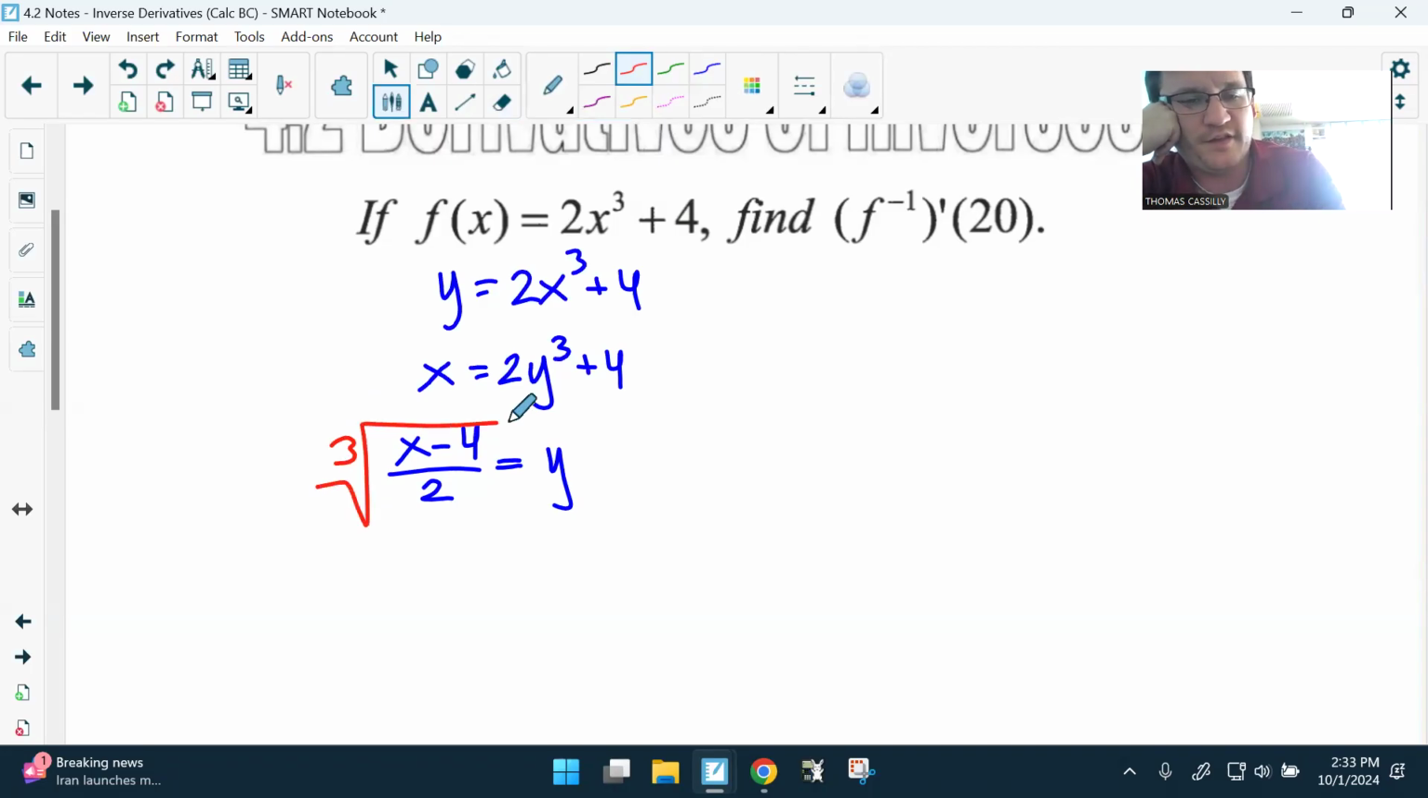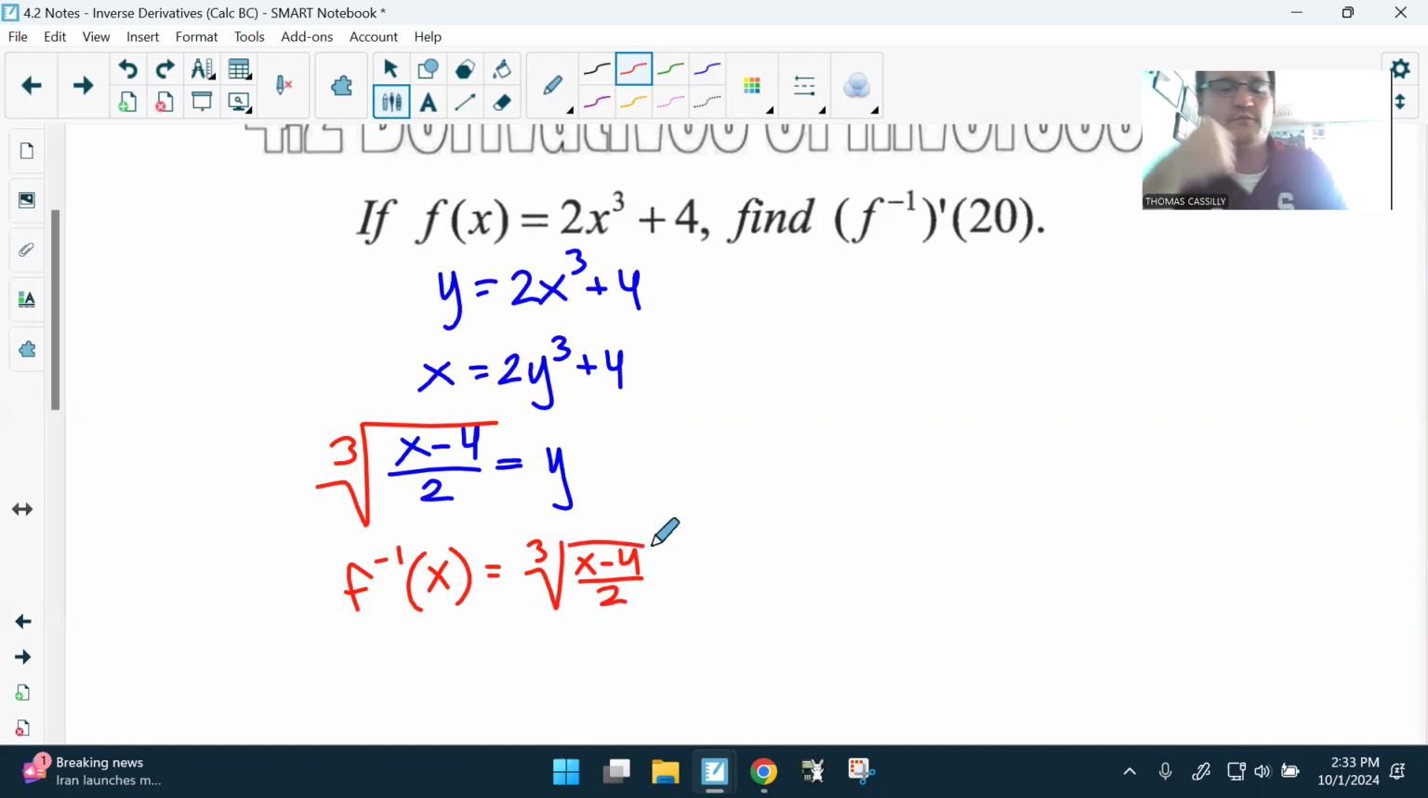So instead of saying this is y, I'm going to just rename it. This was kind of our last step. So we said f inverse of x equals the cube root of x minus 4, all over 2. Now we have the inverse.